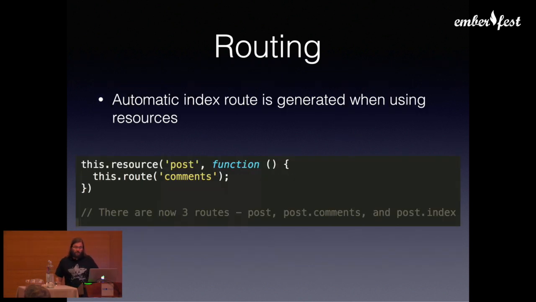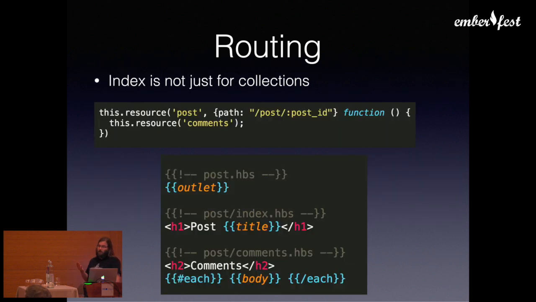Automatic index routes are generated when you use resources. So this resource post with the subroute of comments actually generates three routes. There's an invisible index route there, and that sometimes throws people. Another thing that throws people with index routes is they're not just for collections. Restfully, an index would be a list for a collection of objects, usually if you used something like Rails or a similar MVC framework. But in this example, you've got a post index route that has the post on it. You can see the example at the bottom.